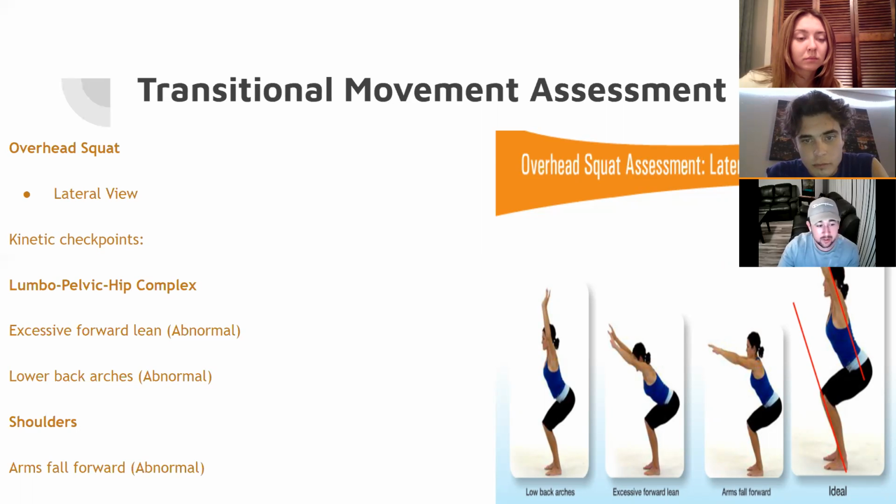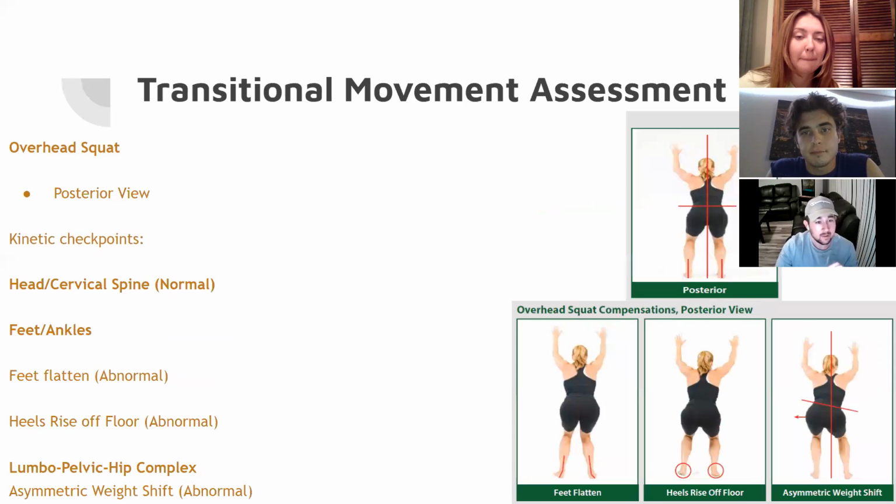Then lastly, we also have the shoulders for our kinetic checkpoints, and we have the arms falling forward. This is usually due to an underactive muscle such as the rotator cuff and posterior deltoid, and overactive muscles such as teres major and pectoralis major and minor. All right, next slide. Then lastly, we have the posterior view for the overhead squat assessment.